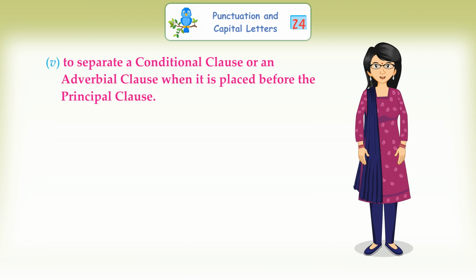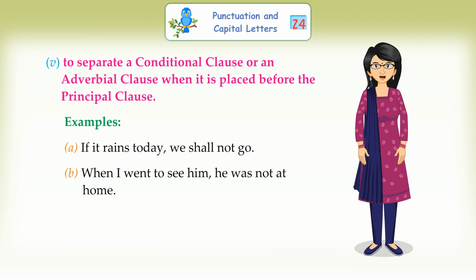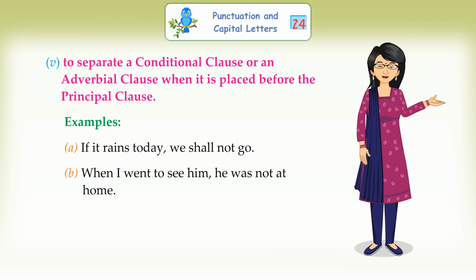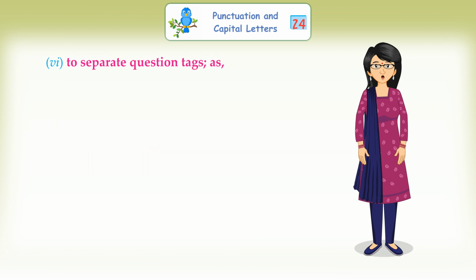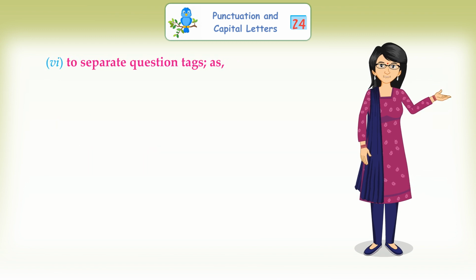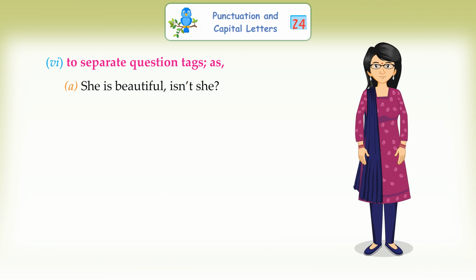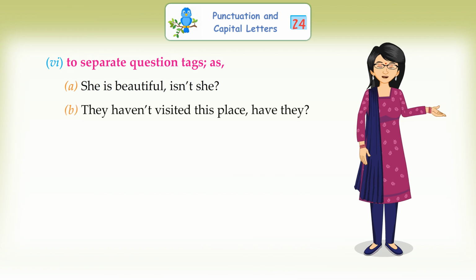To separate a conditional clause or an adverbial clause when it is placed before the principal clause. Examples: If it rains today, we shall not go. When I went to see him, he was not at home. He will, if he can, help me. To separate question tags, as: She is beautiful, isn't she? They haven't visited this place, have they?